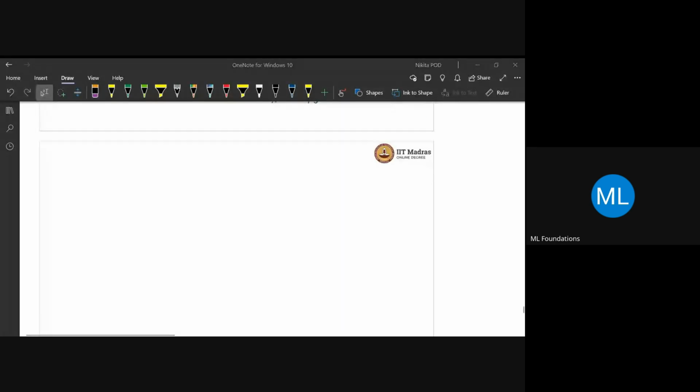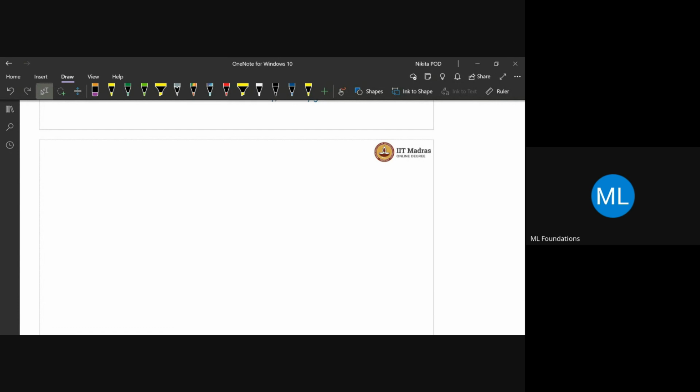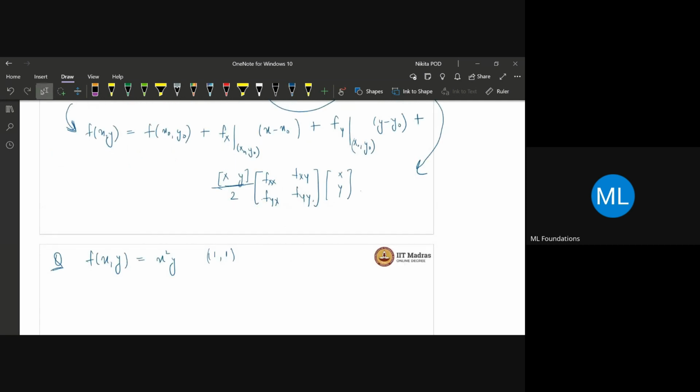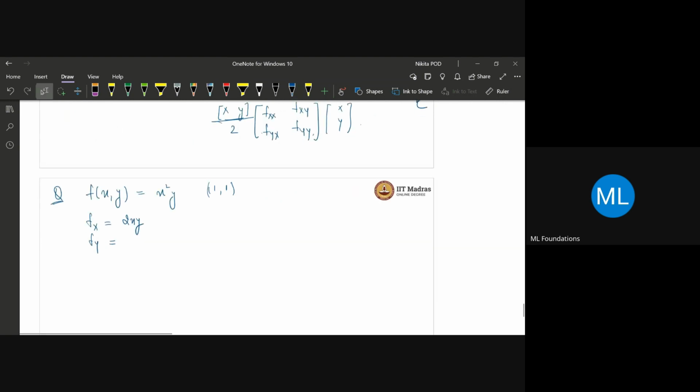The mock will be discussed tomorrow. Can you give me the function? What was the function? x squared y, around 1, 1. And what we saw is f(x, y) as f(x0, y0), f_x at (x0, y0) times (x minus x0), and so on, right? So the first thing is you need to know what is your f_x. This is 2xy. What is f_y? This is x squared. Now, what is f_x at 1, 1? Because you will need it.